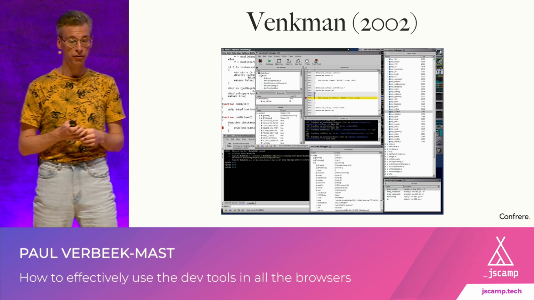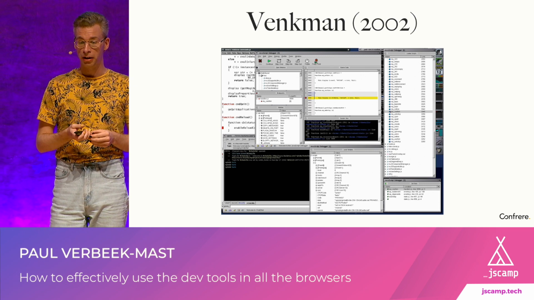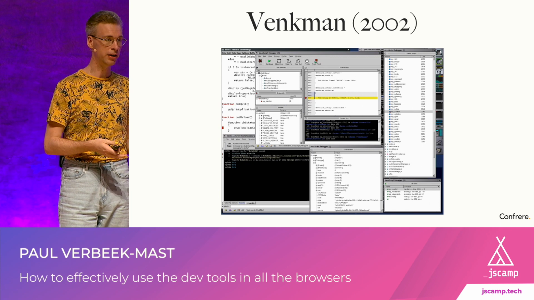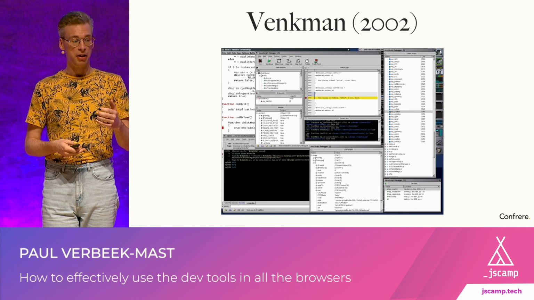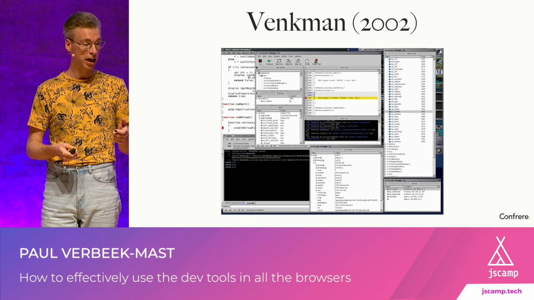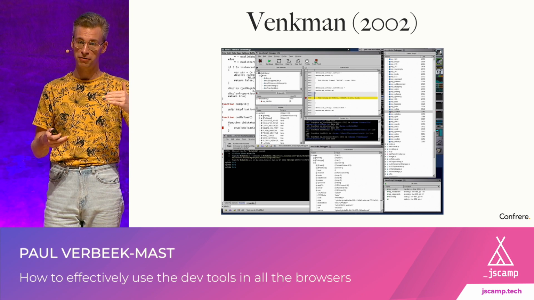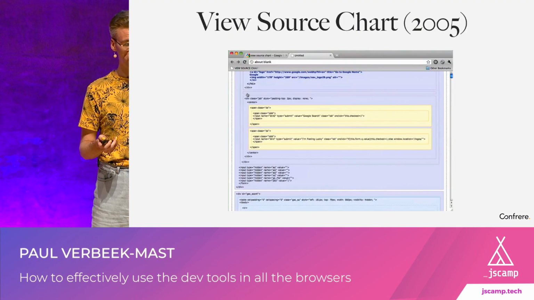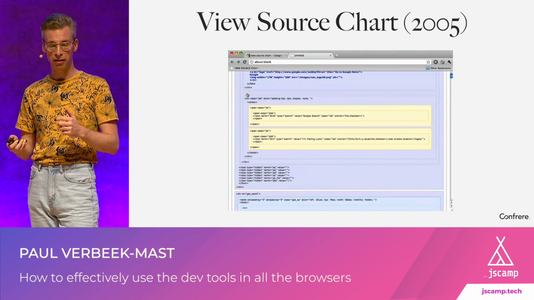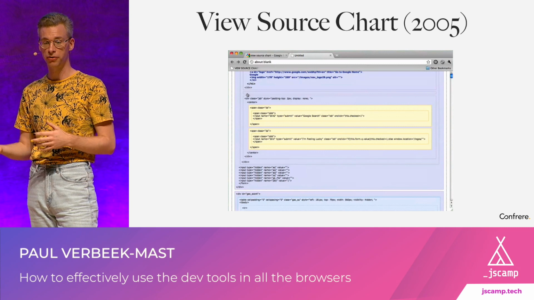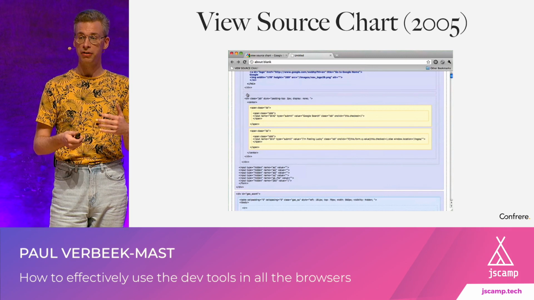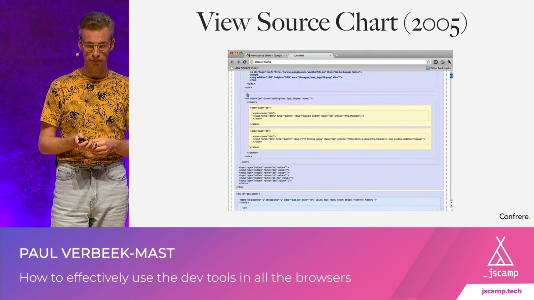Venkman here was one of the first debugging tools. And Venkman worked in Netscape Navigator, and it was also included within early versions of Firefox. And as you can see here, you could step through the code, and you can pause it at specific points. Another cool tool was the view source chart, which was created by Jennifer Madden, and it gives you a visualization of the DOM structure and the hierarchy. It cleaned up the source code and some indentation, and it also had live editing in it.